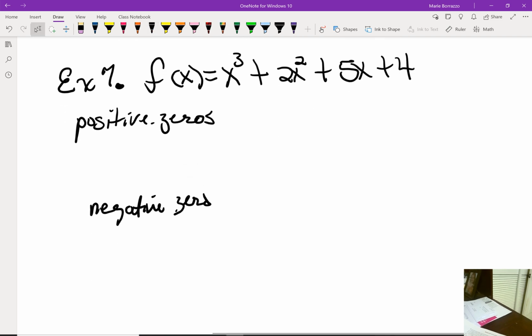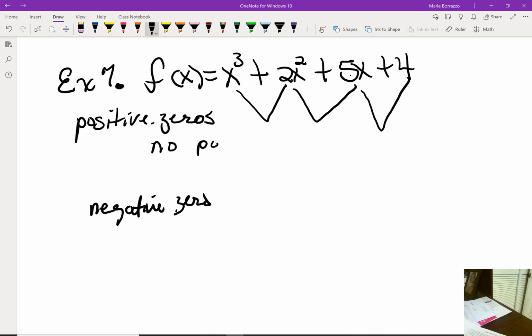So if I begin with this example, from the first term to the second term, is there a sign change, yes or no? In this case, no. Is there a sign change from the second term to the third term? In this case, no. Is there a change from the third term to the fourth term? No. So in this case, we would argue that there are no positive zeros. More specifically, no positive real zeros.